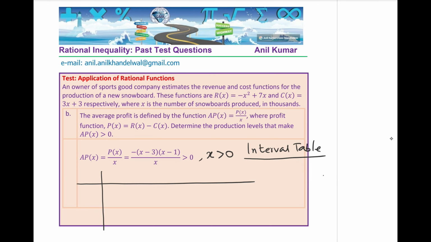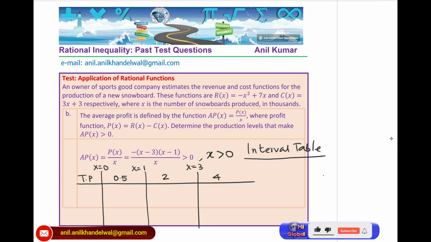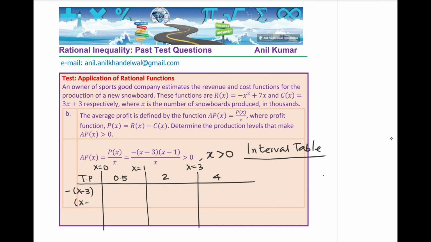So let's make a table. In this table, we'll take the levels as x equals 1 and x equals 3. So let's take a test point in these intervals. Let's say 0.5 could be a test point, less than 1 but greater than 0, and then we can take 2 and 4. Now at these test points, we'll take the factors. One of them could be minus (x minus 3), the other one we can take x minus 1, and the third one as x.